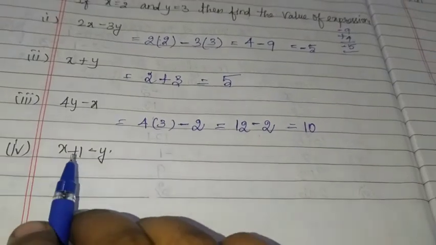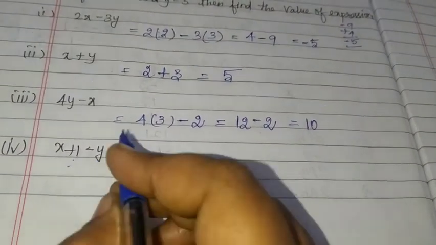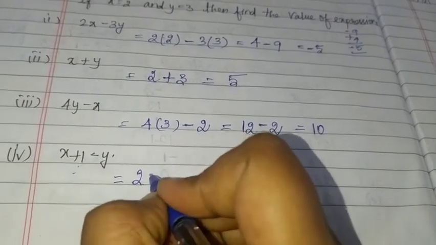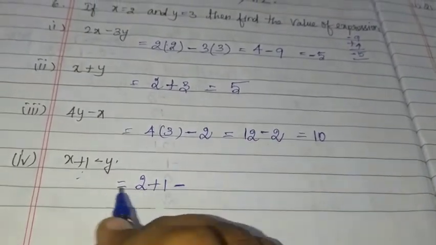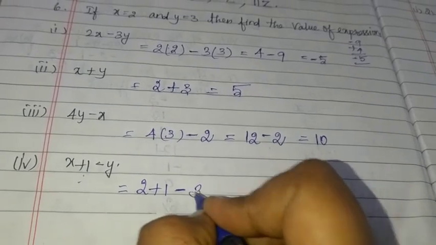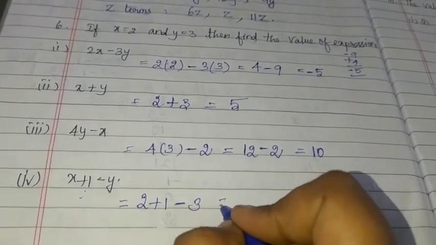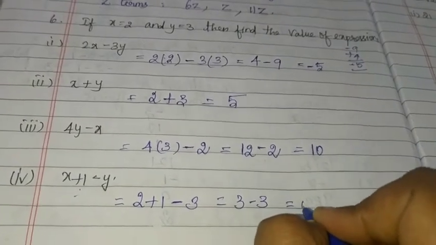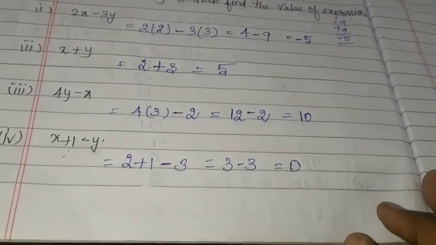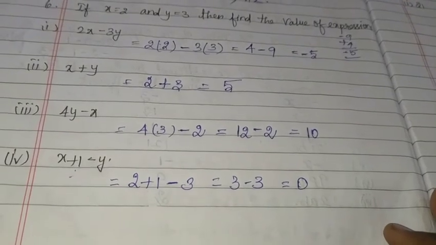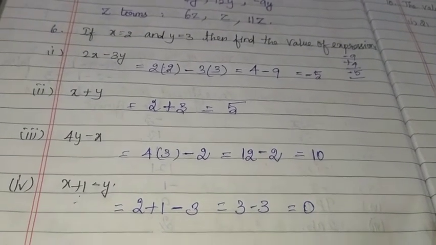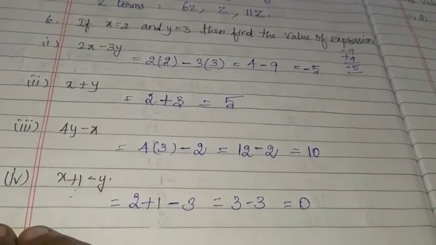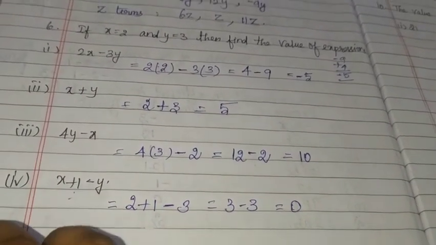Next is x plus 1 minus y. So x value is 2 plus 1 minus y value is 3. So 2 plus 1 is 3, minus 3. 3 minus 3 is 0. Are we clear, children? That's it. Sixth sum is getting over. Very much simple. So I have completed the exercise number 3.1 today.